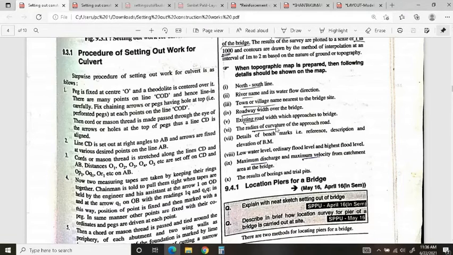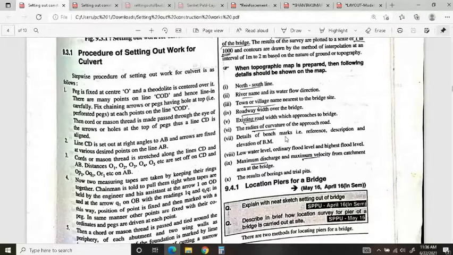In curves, you have already learned we have two types of curve: one is a horizontal curve and one is a vertical curve. In a horizontal curve, we have simple curve, transit curve, reverse curve, and in vertical curve we have a valley curve and a summit curve. So we have to know the radius where it is going to approach the bridge. Then the details of the benchmarks.